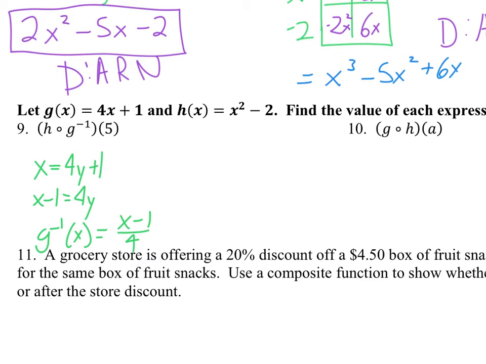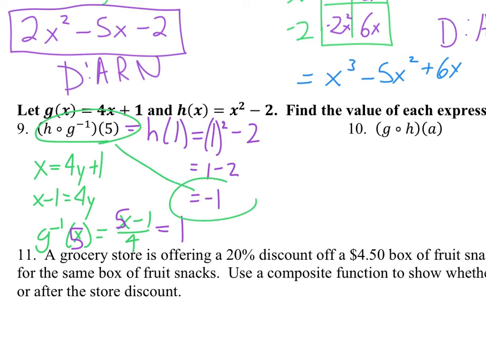They want us to find h of g inverse of 5. Well, g inverse of 5, if we replace the x with a 5 here, 5 minus 1 over 4 would be 4 over 4. So g inverse of 5 is 1. So this would be the same as h of 1. h of 1, we would do 1 squared minus 2. So we get 1 minus 2, so we get negative 1. So that's what h of g inverse of 5 turns out to be, negative 1.